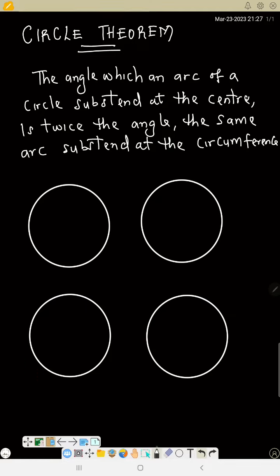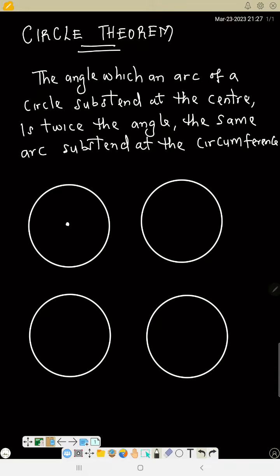So like this. Now look at the theorem. The angle which an arc of a circle subtends at the circumference. So circumference is the outside of the circle, the length of this circle. Imagine if you cut this circle here, you can use it to form a straight line. So that length is circumference. So this is the outside.